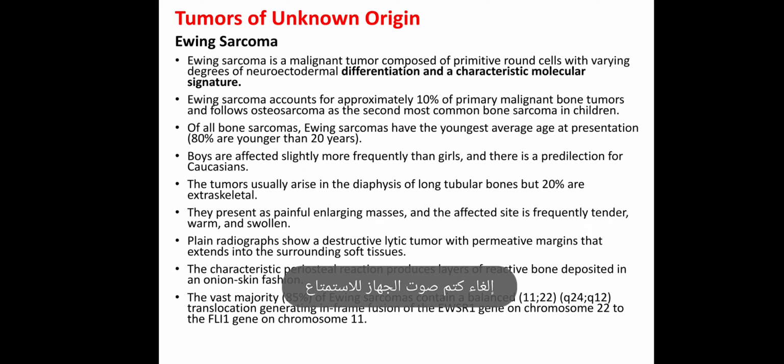Tumors of unknown origin: we have Ewing sarcoma. Ewing sarcoma is a malignant tumor composed of primitive round cells with a varying degree of neuroectodermal differentiation and a characteristic molecular signature. It accounts for 10% of primary malignant bone tumors and follows osteosarcoma as the second most common bone sarcoma in children. Very important. It is a tumor of childhood.